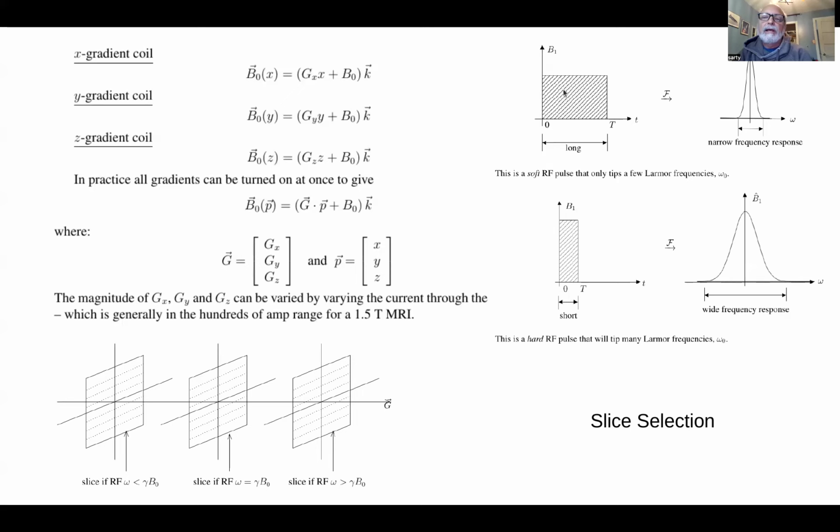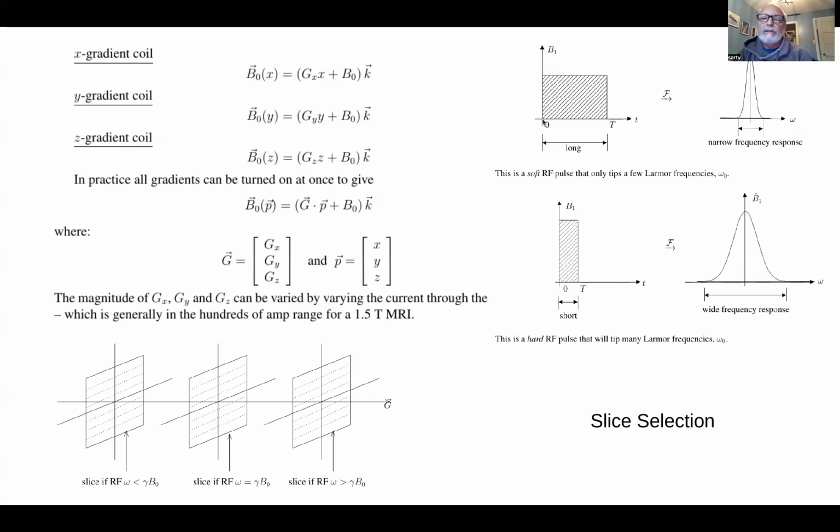be small. And it turns out that the frequencies that are actually excited by your RF pulse are the Fourier transform of that pulse. So if you have a long pulse, you're going to end up exciting a very narrow frequency response, and that'll in turn give you a thin slice. So maybe a millimeter or so. But if you have a very short pulse with a very high amplitude, that's going to give you a wide frequency response, and your slice thickness might be very large, like 10 millimeters, 15 millimeters, depending upon what your parameters are here.